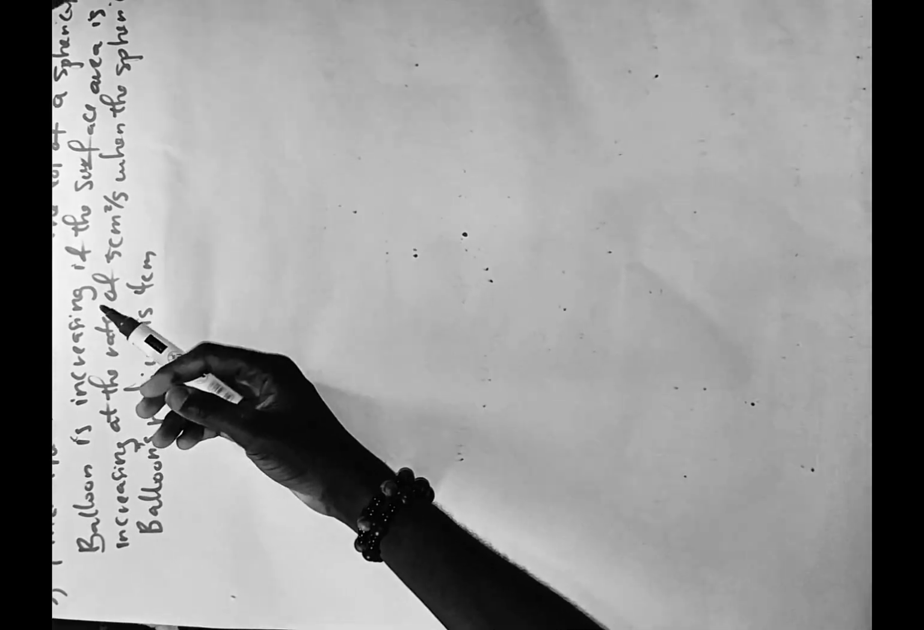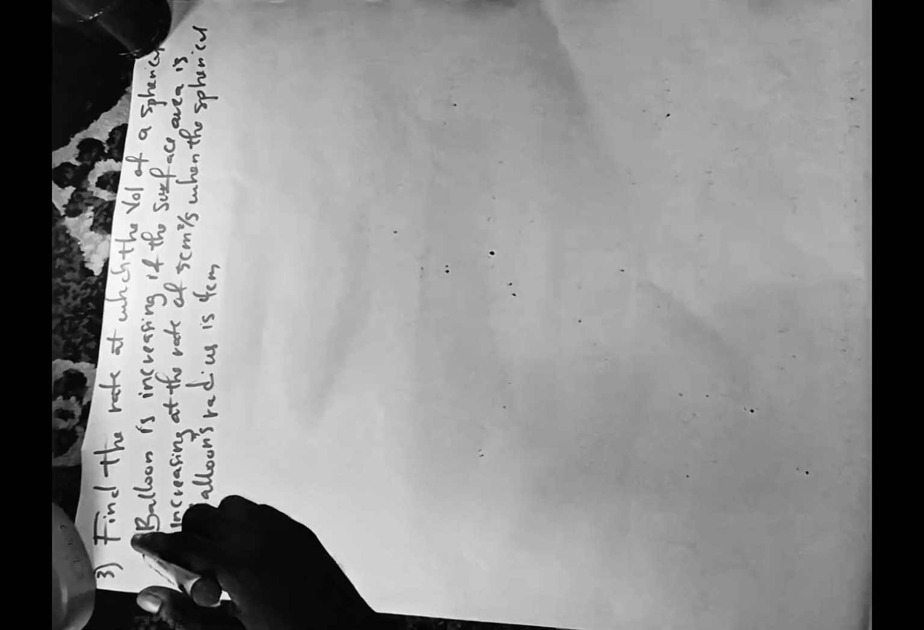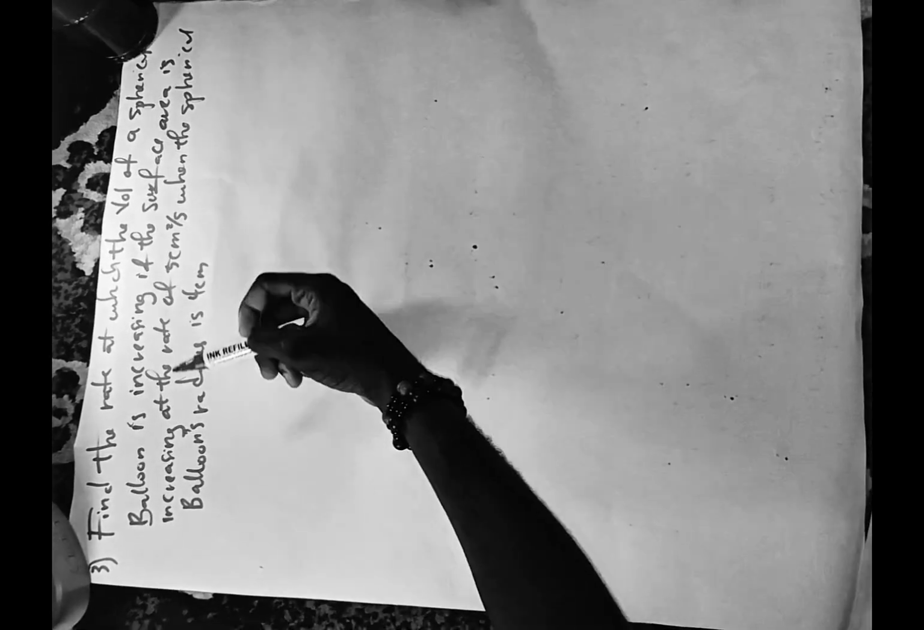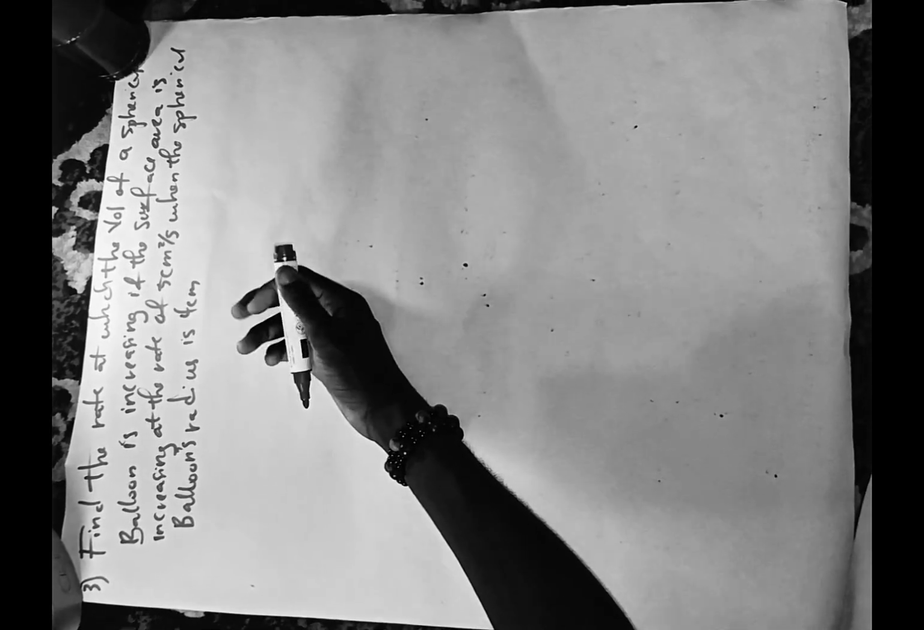Okay, the final question. It says find the rate at which the volume of a spherical balloon is increasing if the surface area is increasing at the rate of 5 centimeters squared per second when the spherical balloon's radius is 4 centimeters. Let me read it again. Find the rate at which the volume of a spherical balloon is increasing if the surface area is increasing at the rate of 5 centimeters squared per second when the spherical balloon's radius is 4 centimeters.